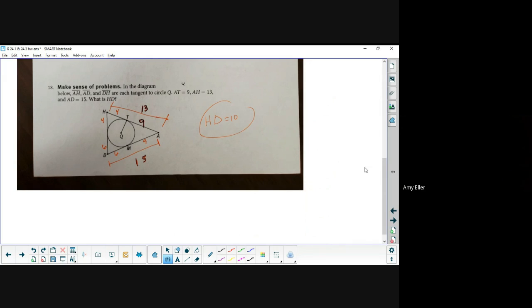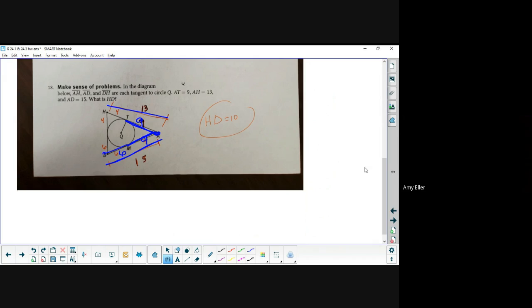Here's what we have. This is 15, this is 13, and this is 9. We'll take a look at your common tangents. Here's a common tangent here. So if this is 9, this is 9. If this whole thing is 15, 15 minus 9, this part has to be 6.